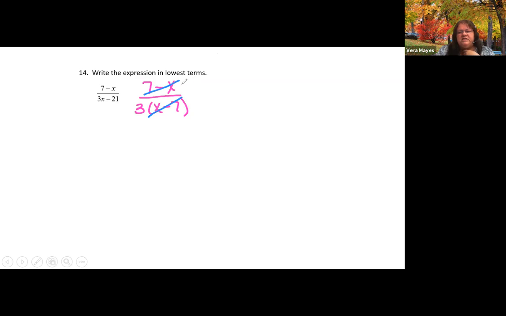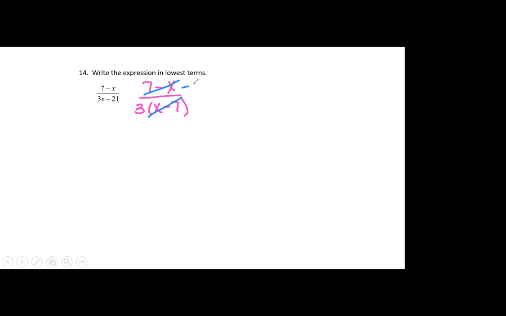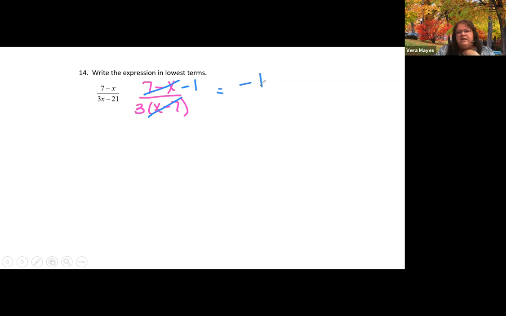Guys, remember we just did like 3 of these. -1. Yeah, so this leaves me with a -1 over 3. Who knew that this would look this pretty when it got done? Now be careful that you don't just say it was -3. This 3 needs to make sure it ends up on the bottom, since it was on the bottom of that fraction.